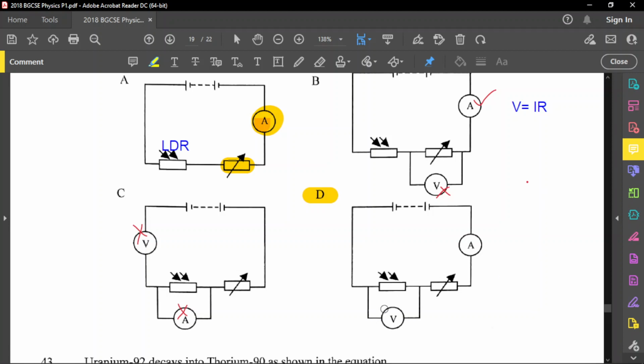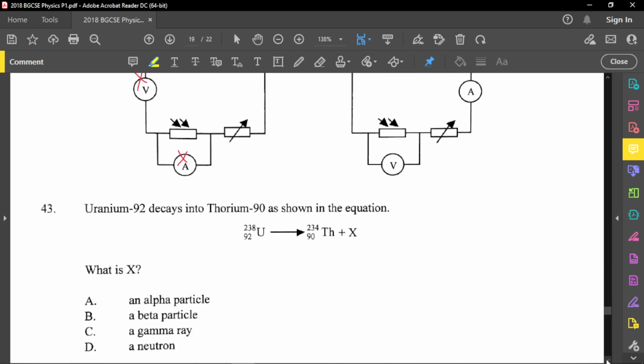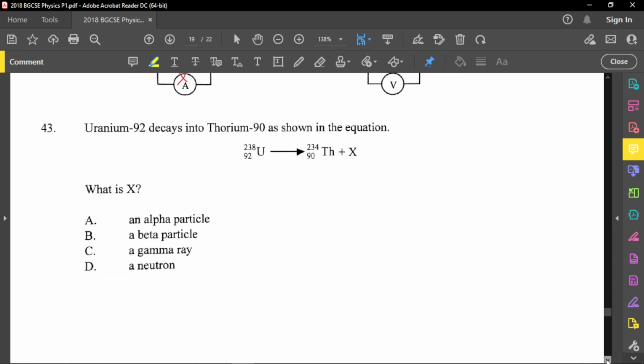All right. So if the voltage here was, say, 2 volts and the current was 1, then you know that the resistance would just be 2 over 1, which would be 2 ohms, right? All right. Cool. All right. So let's go to 43, and we're almost there.